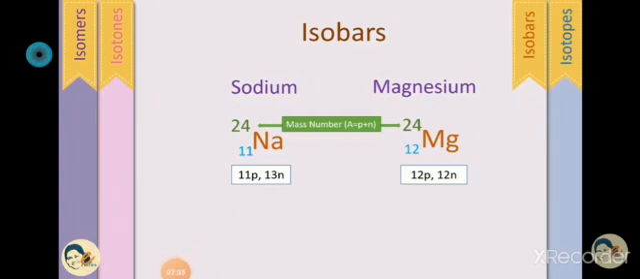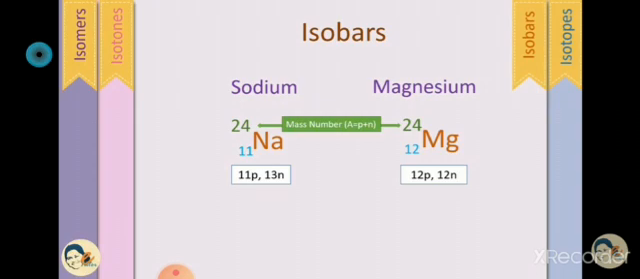Students, as I already told you, the bottom number is denoted by the atomic number, that is nothing but the protons. The top number, 24, is the mass number. Mass number gives you the total number of protons and neutrons, as you know. How can you calculate the number of neutrons? We have to subtract the atomic number from the mass number. Here the mass number is 24 and the atomic number is 11. So we get the number of neutrons as 13.